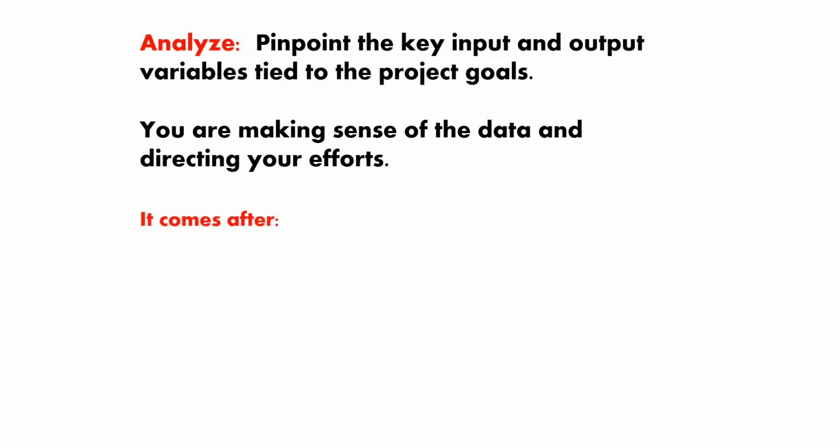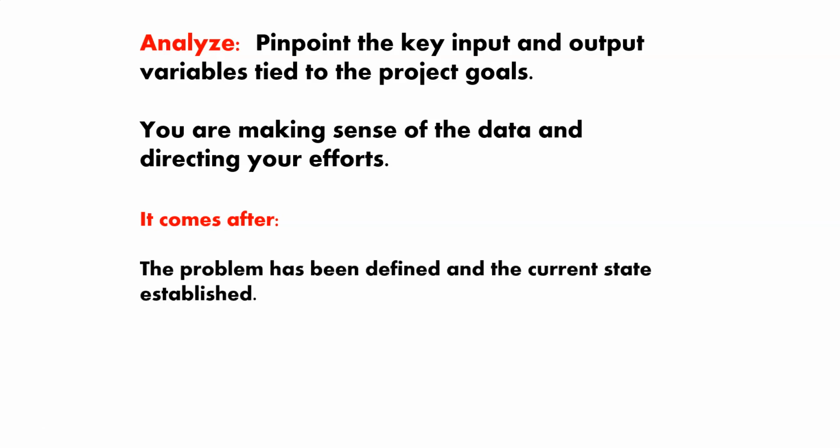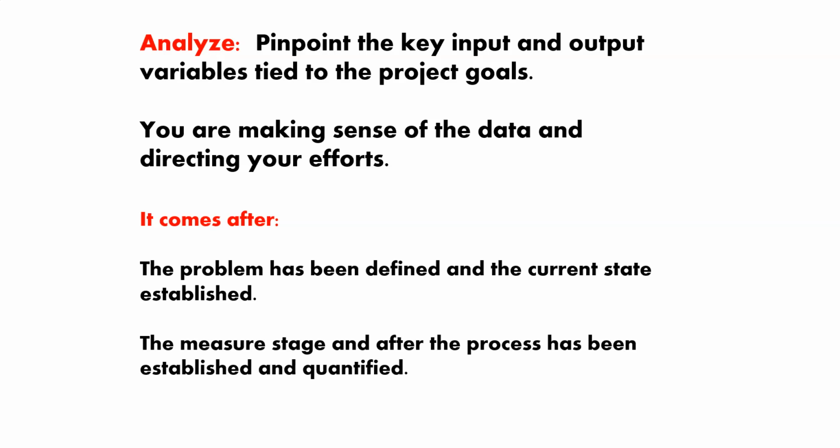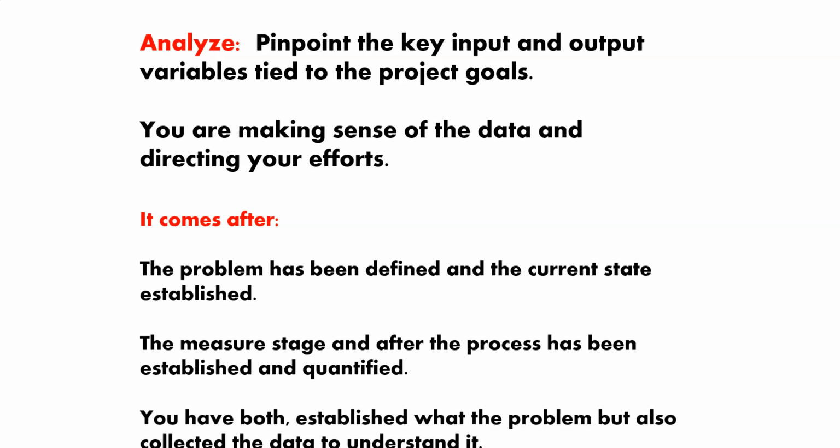To put the analyze stage into context, you have to know where it comes after in the DMAIC process, and by the name DMAIC, you can figure that out. It comes after the define stage as well as the measure stage. So the problem's already been defined, you've established what the current state is, and you've gone through the measurement stage. After the process has been established and quantified, you're now looking at a lot of the data that actually makes this process what it is.